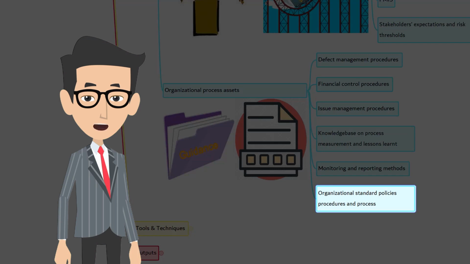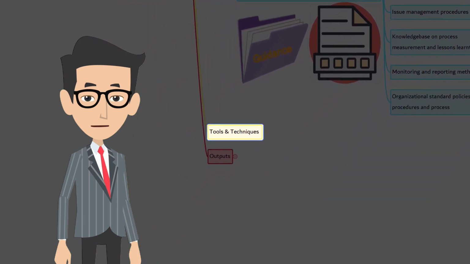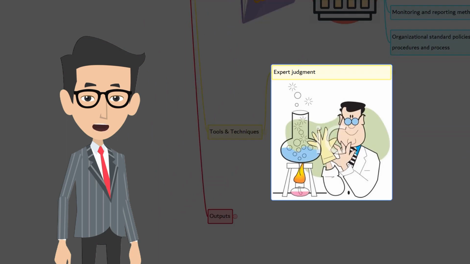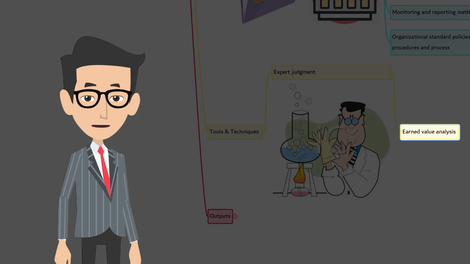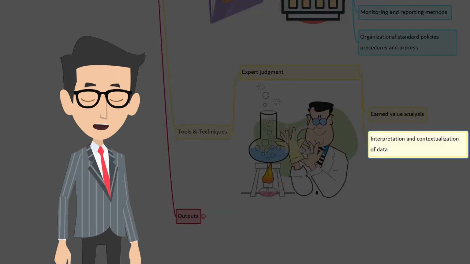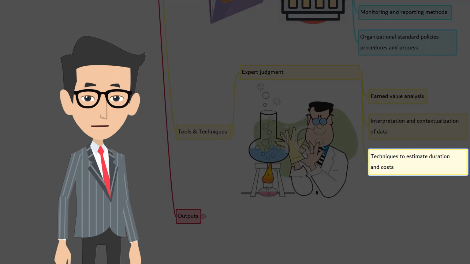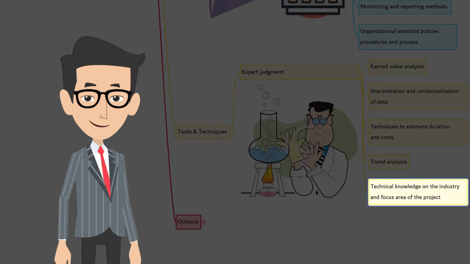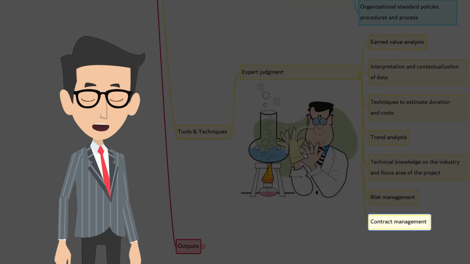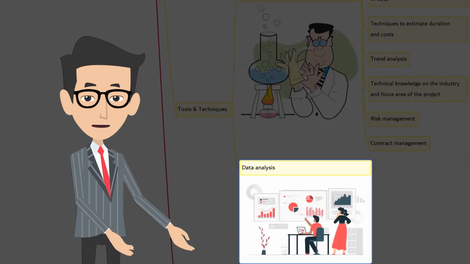All right, now let's talk about the tools and techniques. Expert judgment. For this process, the experts will be from earned value analysis, interpretation and contextualization of data, techniques to estimate duration and cost, trend analysis, technical knowledge on the industry and focus area of the project, risk management, and contract management.